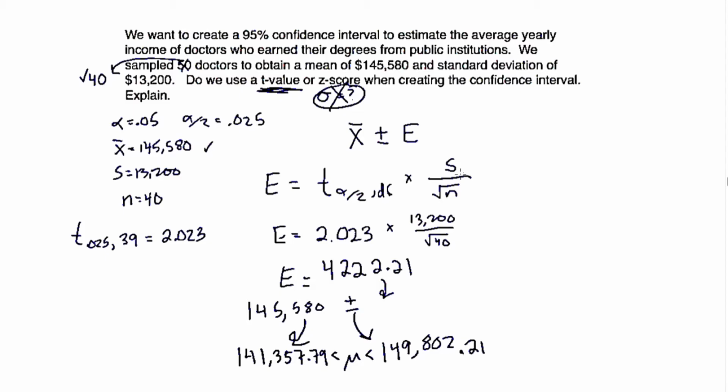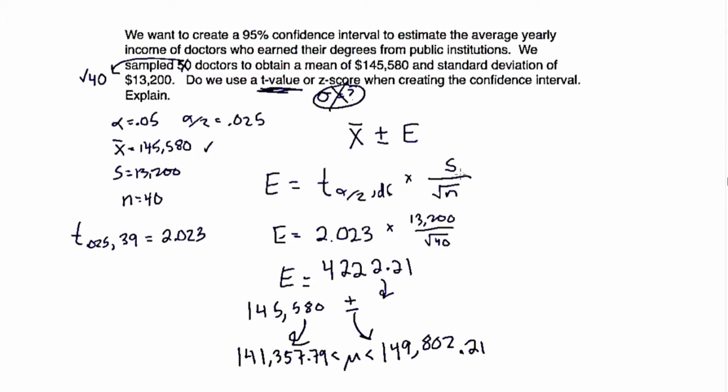13,200 divided by the square root of 40, what do we get? 4,222.21. That's the value we are going to add and subtract from our point estimate of 145,580. We're going to add and subtract this value.